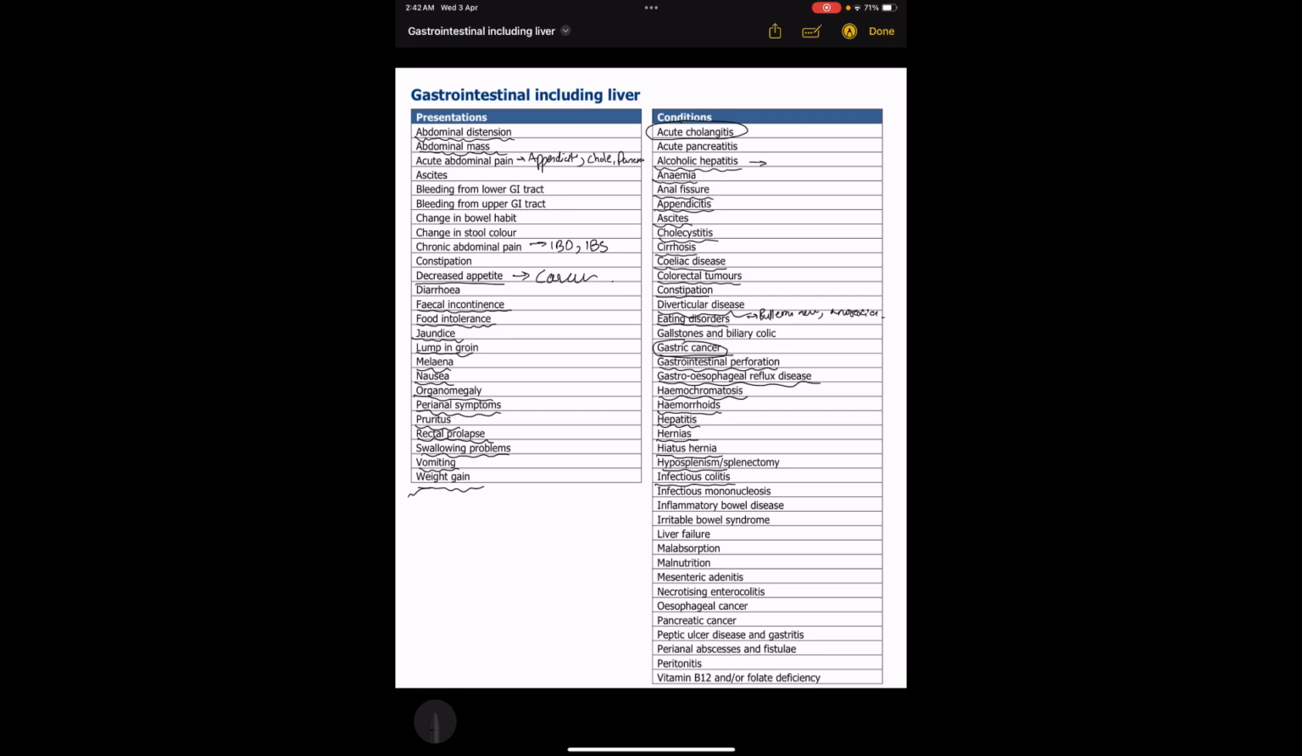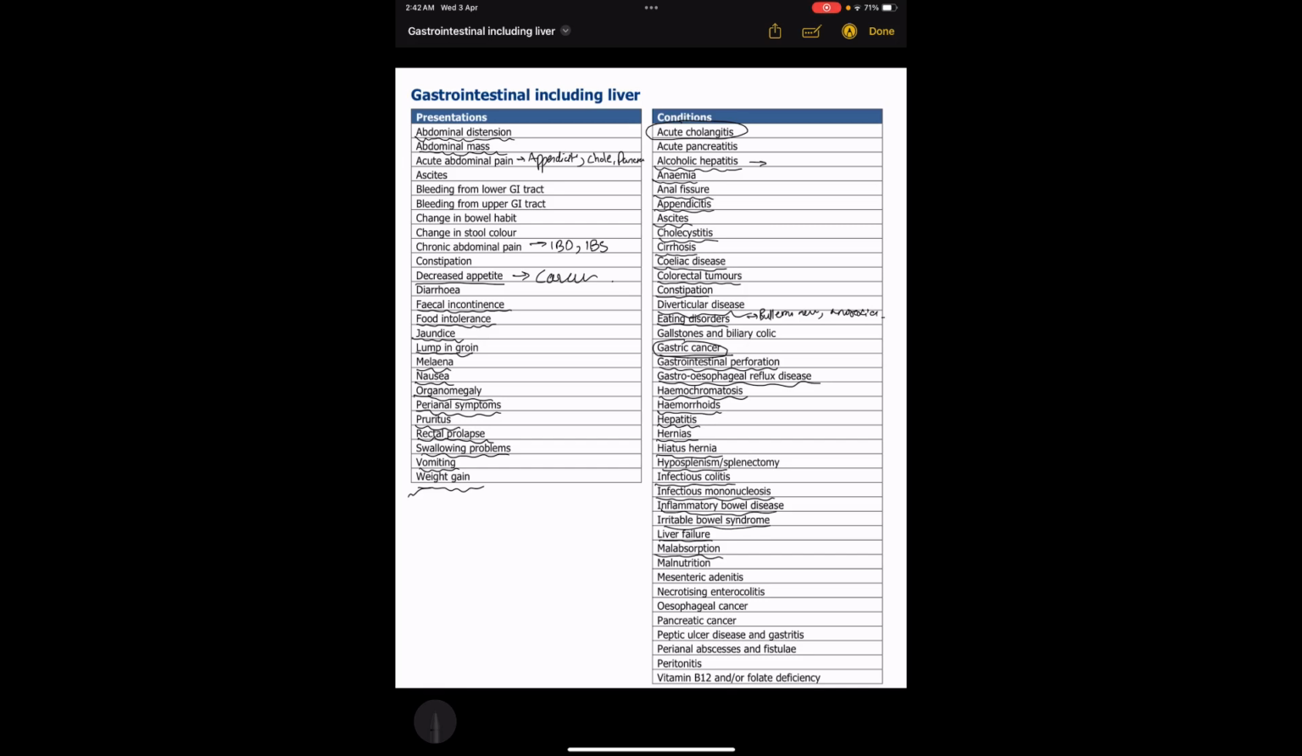Infectious colitis, there is an infection mostly caused by E. coli or salmonella. Infectious mononucleosis, the disease that is caused by exchange of saliva. So there will be fever, sore throat, lymphadenopathy, and liver or spleen enlargement. IBD, IBS, we have discussed. Liver failure, we have discussed.